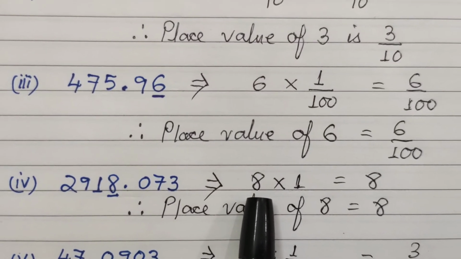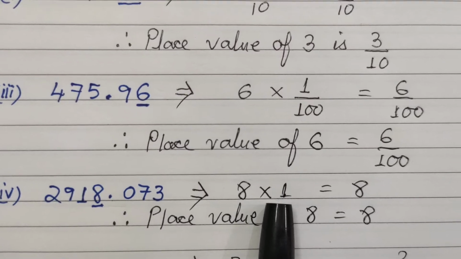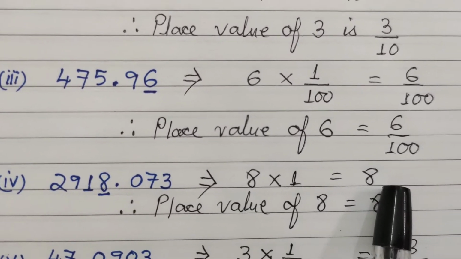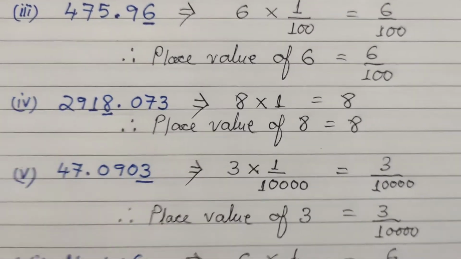If I want to find out the position or the place value of 8, I have to multiply it with the position in which it is in. So 8 is in ones house, so 8 into 1 is 8. So the place value of 8 in this particular number is 8.